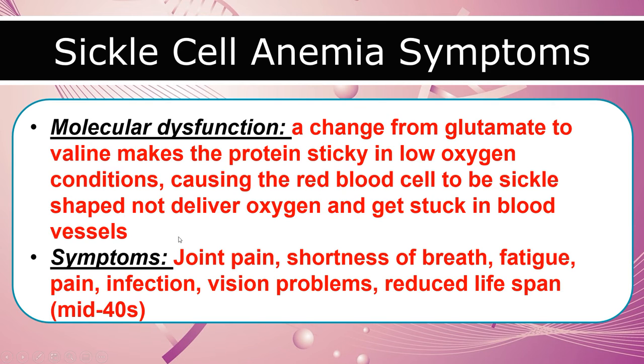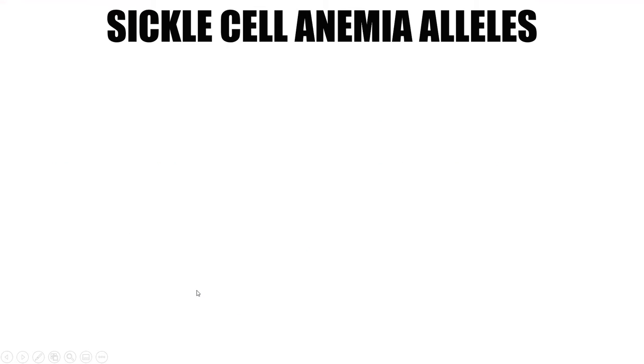So the symptoms of sickle cell anemia are things like joint pain or shortness of breath when those red blood cells aren't able to carry oxygen. People are often fatigued because they're not able to get oxygen into their tissue. There's a lot of pain, they have a lot of infections, but the worst part is that their lifespan is expected to be in the mid-40s.